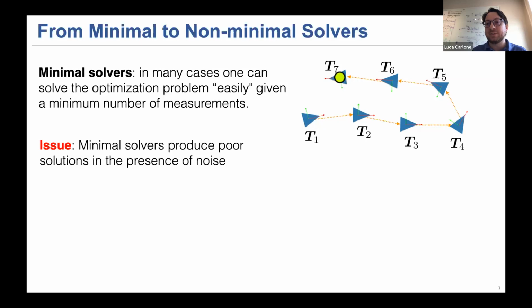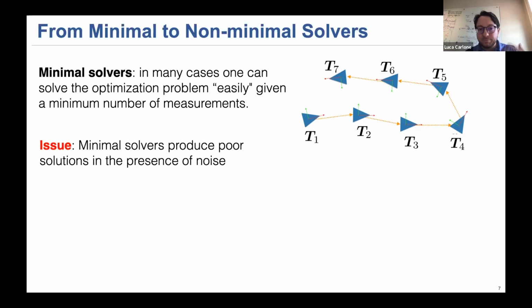If instead of considering all the edges in the graph, I just consider a path, as in this case, or I consider a spanning tree, it's trivial to compute the poses. I can just chain the measurements and obtain an estimate of the poses. But the issue with this approach, which is actually very popular in computer vision, is that these minimal solvers produce poor solutions in the presence of noise, because they are neglecting most of the measurements.